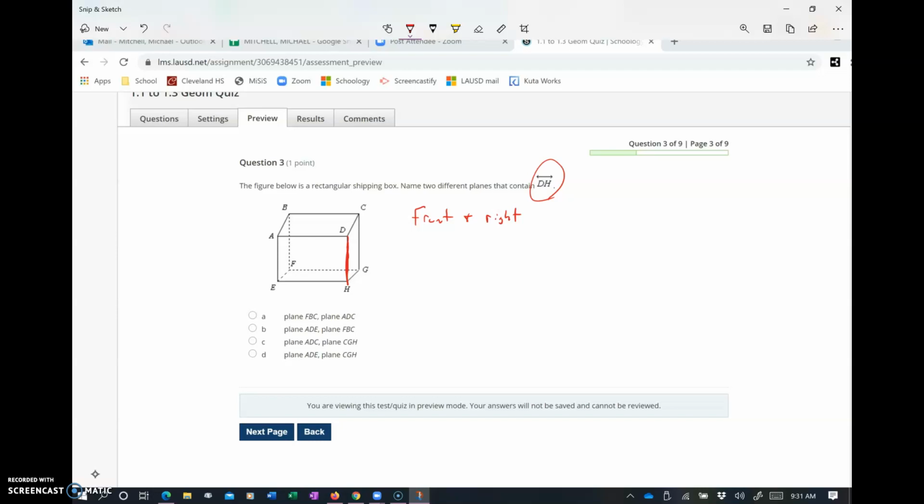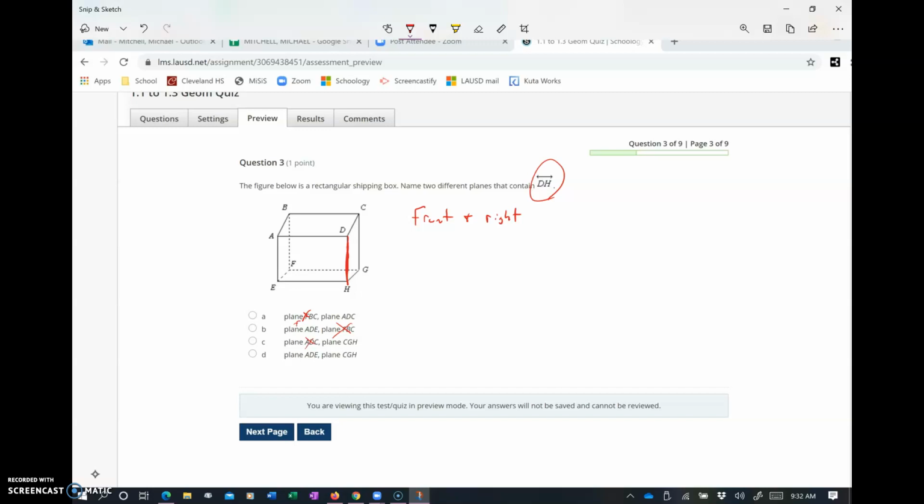FBC, that's the back plane. That's not going to work. I don't even have to check ADC because that problem's not going to work. ADE is, that's my front plane, so that's looking good. FBC, that's my back plane, so that one doesn't work. So I know I have to have this ADE in it. Now let's check ADC, that's my top plane. So that's not going to work.